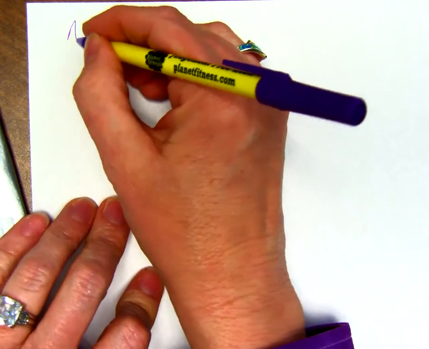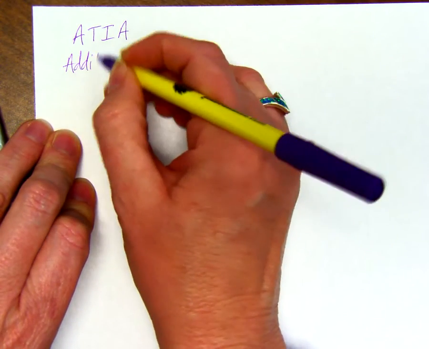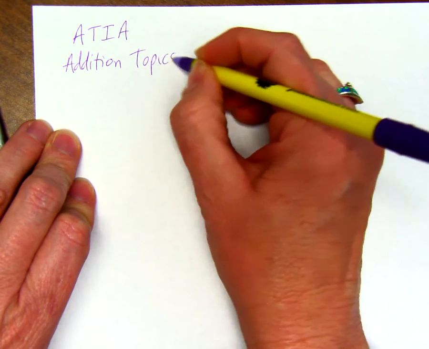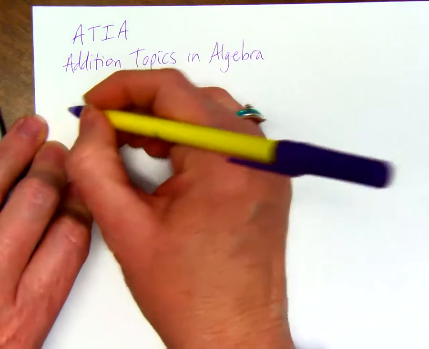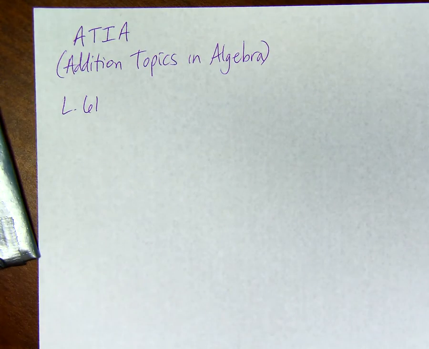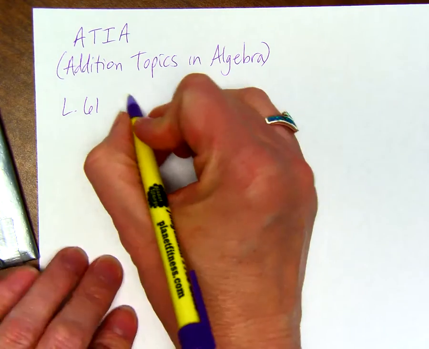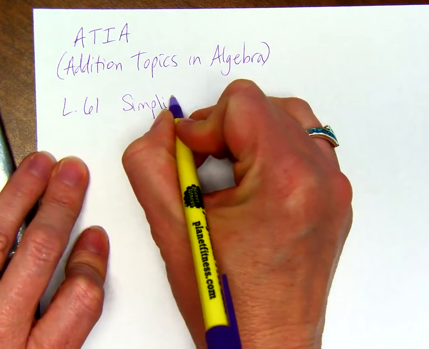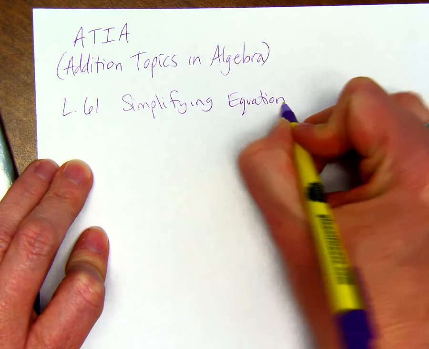Okay, this is lesson 61, ATIA. ATIA stands for Additional Topics in Algebra, and you can find that in the back of the book. We're going to do some lessons from this section. Not every lesson will have one, but lesson 61 does, so we're going to start with that one. Lesson 61, ATIA. This is simplifying equations with decimals. In case you were wondering, we are on page 787 in your book.